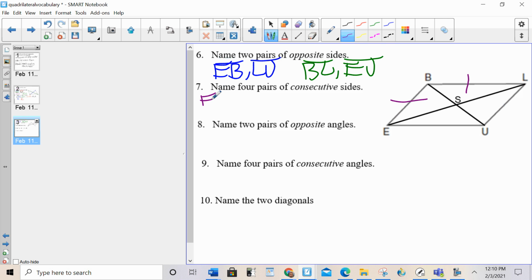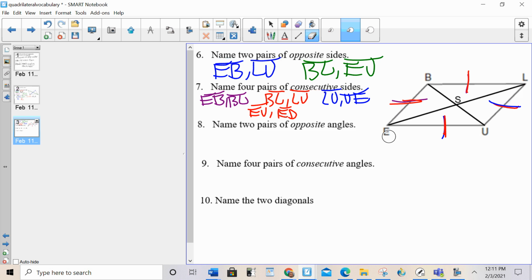EB, BL, they touch. BL, LU, they touch. LU, UE, they touch. And UE, EB, they touch. Consecutive sides touch. Each of those pairs touches each other. They're next to each other.